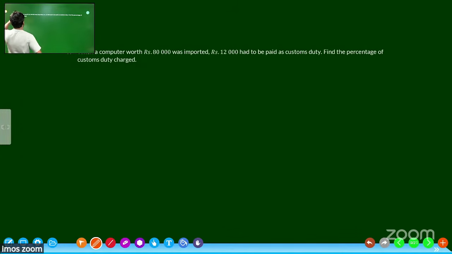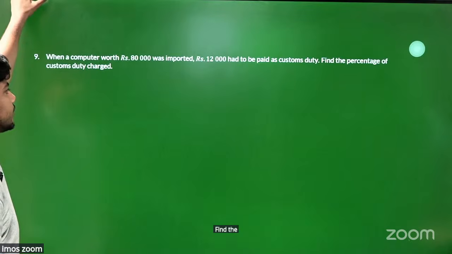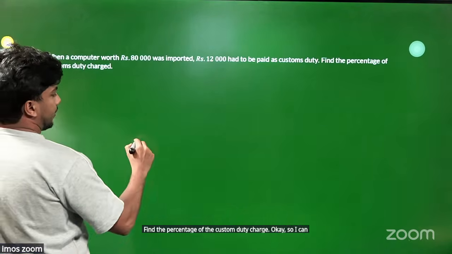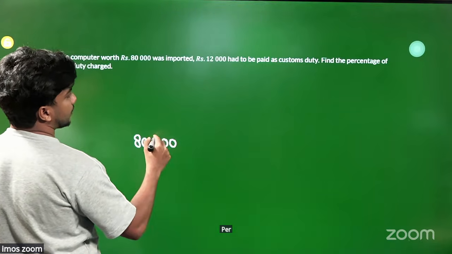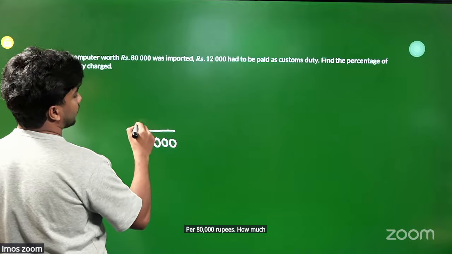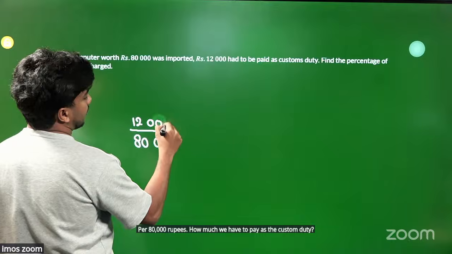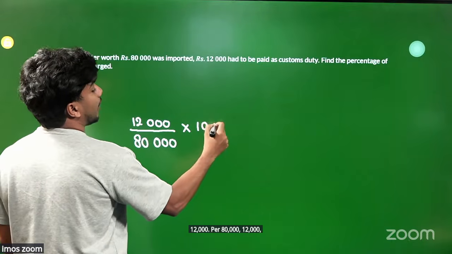Let's say when a computer worth 80,000 rupees was imported, 12,000 rupees had to be paid as the customs duty. Find the percentage of the customs duty charged. Okay, so I can understand per 80,000 rupees, how much we have to pay as the customs duty? 12,000. Per 80,000, 12,000. So how much per 100?